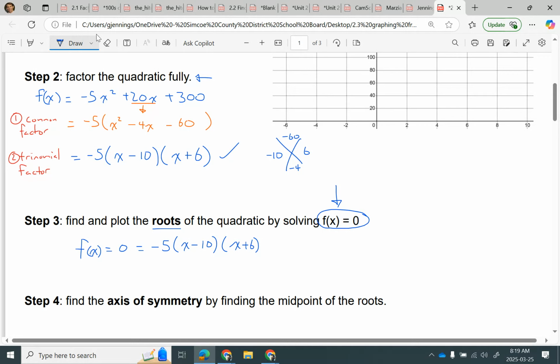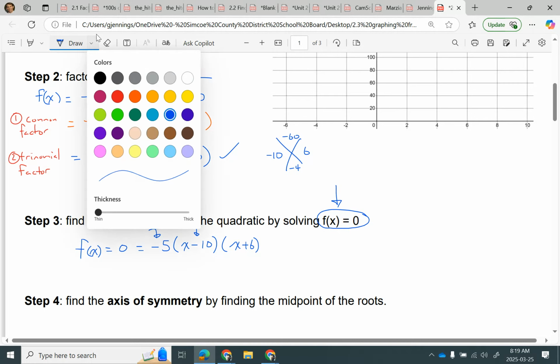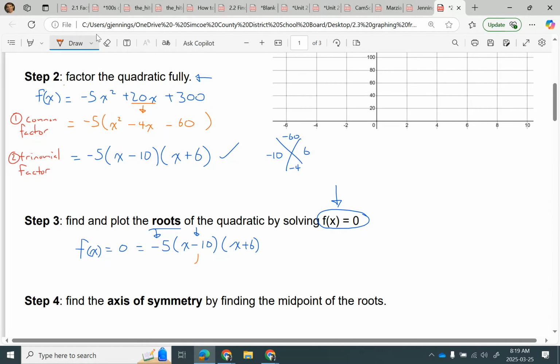Is -5 equal to 0 for any value of x? -5 is a constant. It's not changing. It's always going to be -5. What value of x makes x minus 10 zero? If x minus 10 equals 0, then what does x equal? x equals positive 10. Good. So some people will remember that these are sign flippers. You just change the sign and that's good. Or you just make a little linear equation, solve it, and that's the value of x for where this is 0.